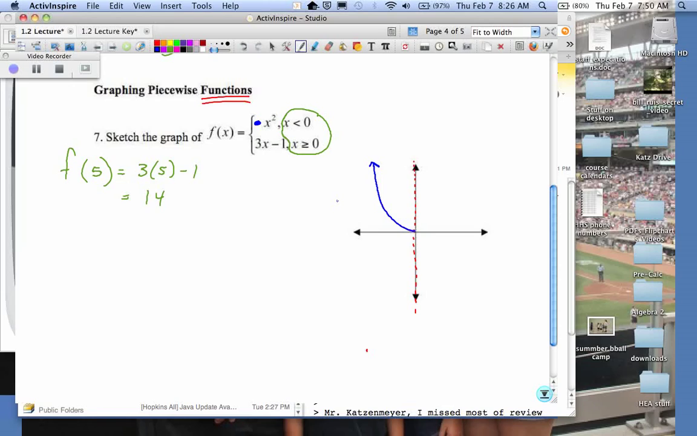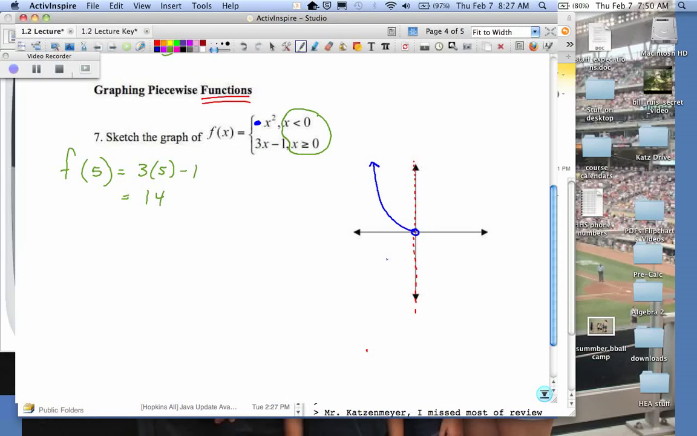What kind of dot do I put at 0? Do I put an open dot or a closed dot for the blue line? Open. I'm not allowed to use 0. When I plug in 0, 0 squared is 0. But I'm not allowed to use it. So we put an open dot right there.